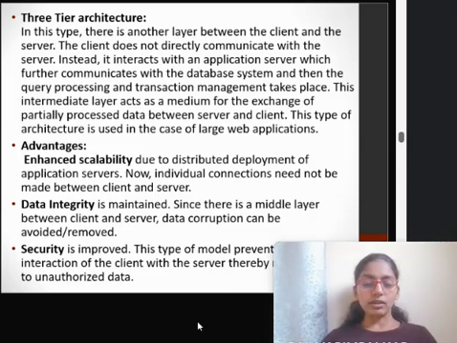Now, what are the advantages of three-tier architecture? First, enhanced scalability. Due to the distributed deployment of application servers, individual connections need not be made between client and server. Data integrity. Data integrity is maintained since there is a middle layer between client and server; data corruption can be avoided or removed. Next one is security, which is improved. This type of model prevents direct interaction of the client with the server, thereby reducing access to unauthorized data.